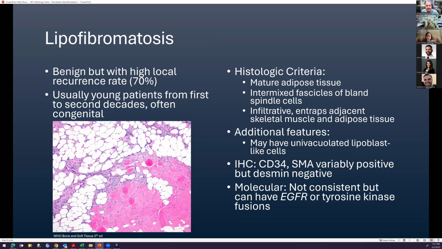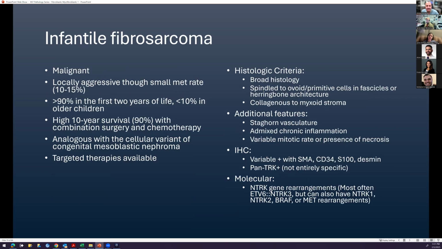Are those ER/PR positive? I don't think so, but I'm not 100% sure. It's a good question. I've only seen two of them, and it's usually Dr. Wei who signs them out. But yeah, these guys, they're not going to be. All right, and then I think we have infantile fibrosarcoma to finish up here, or almost finish up.